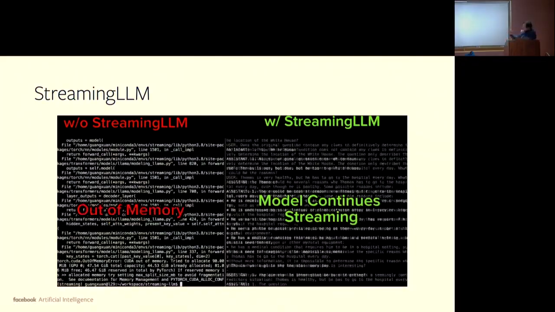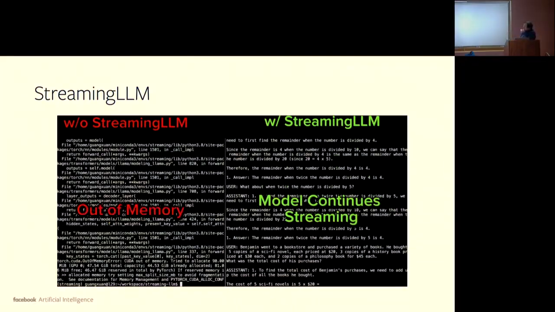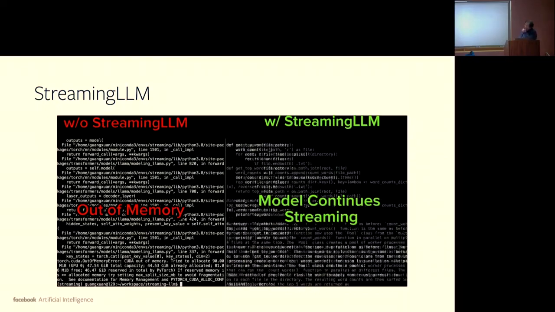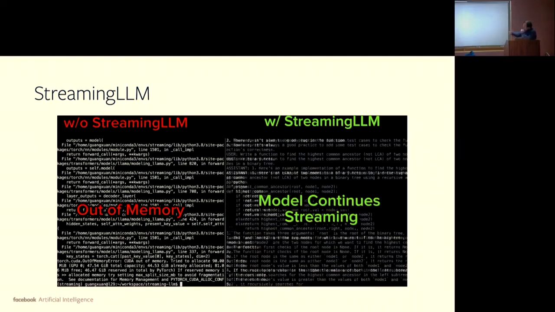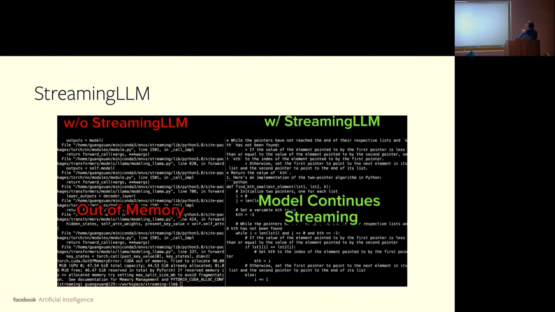Of course, if you don't use streaming LLMs, then what happens is that you either run out of memory because you have to keep a very long sequence of KV cache, or if you just truncate all the previous tokens, including the initial first few tokens, then the model suddenly breaks and gives you garbage after the first few tokens are out of your budget window.